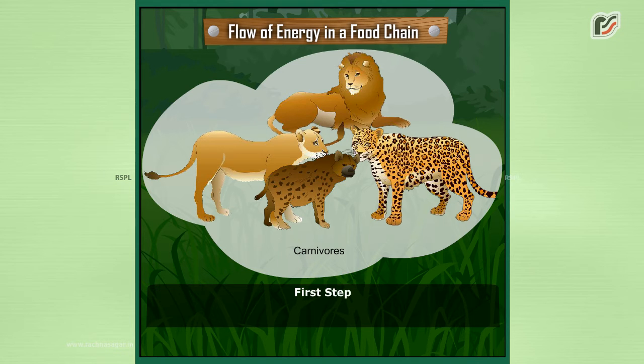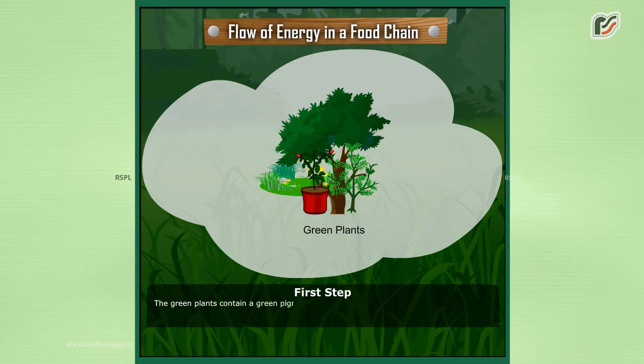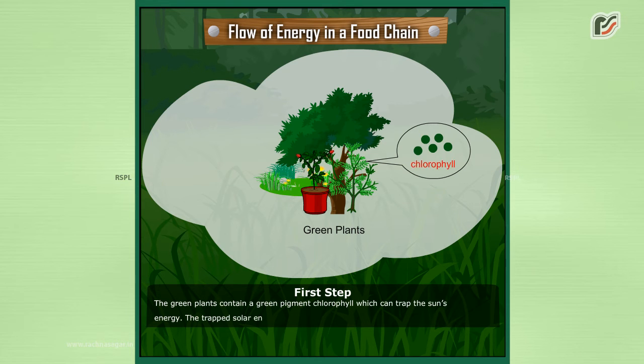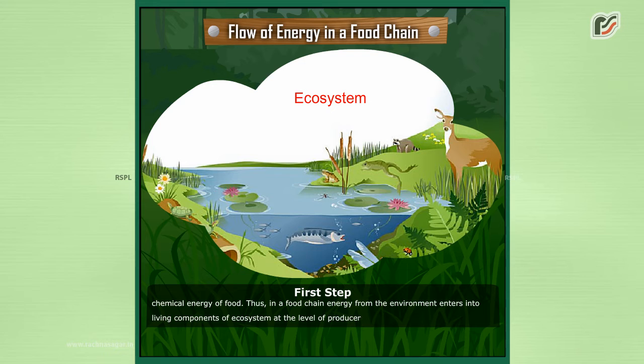First step. The green plants contain a green pigment, chlorophyll, which can trap the sun's energy. The trapped solar energy, by the process of photosynthesis, is converted into chemical energy or food. Thus, in a food chain, energy from the environment enters into living components of ecosystem at the level of producers. In the terrestrial ecosystem, green plants capture about 1% of the energy of sunlight that falls on their leaves and store it as chemical energy or food.